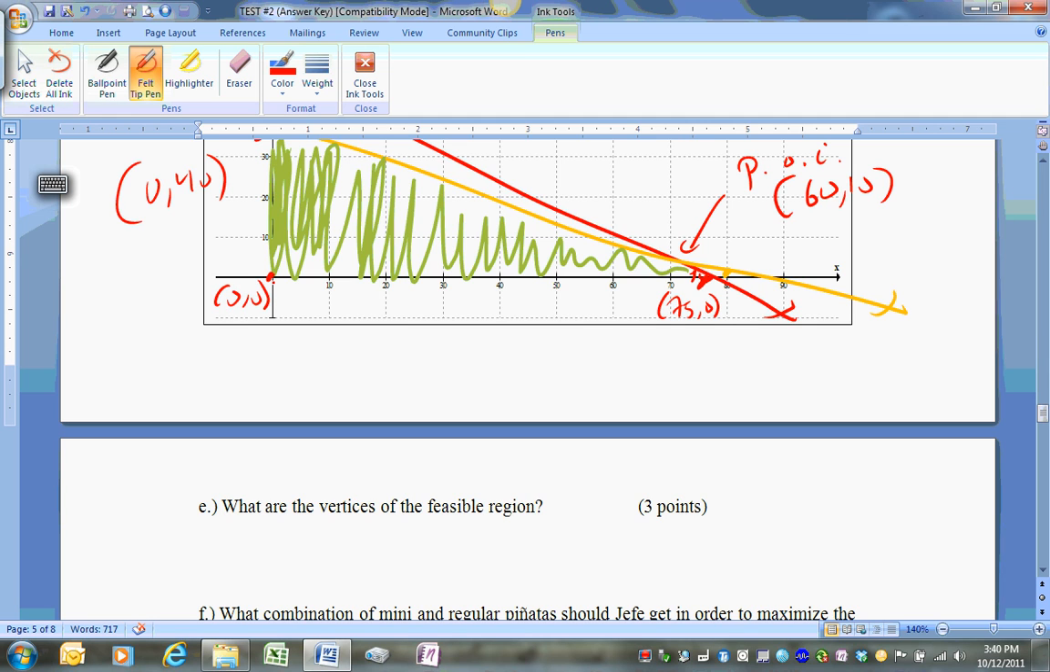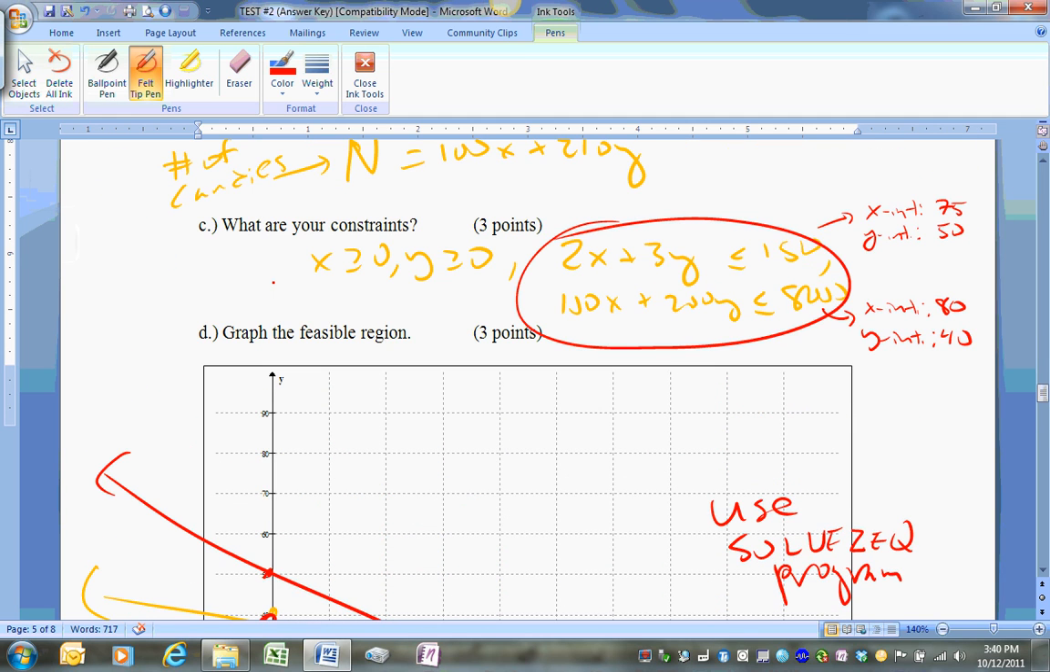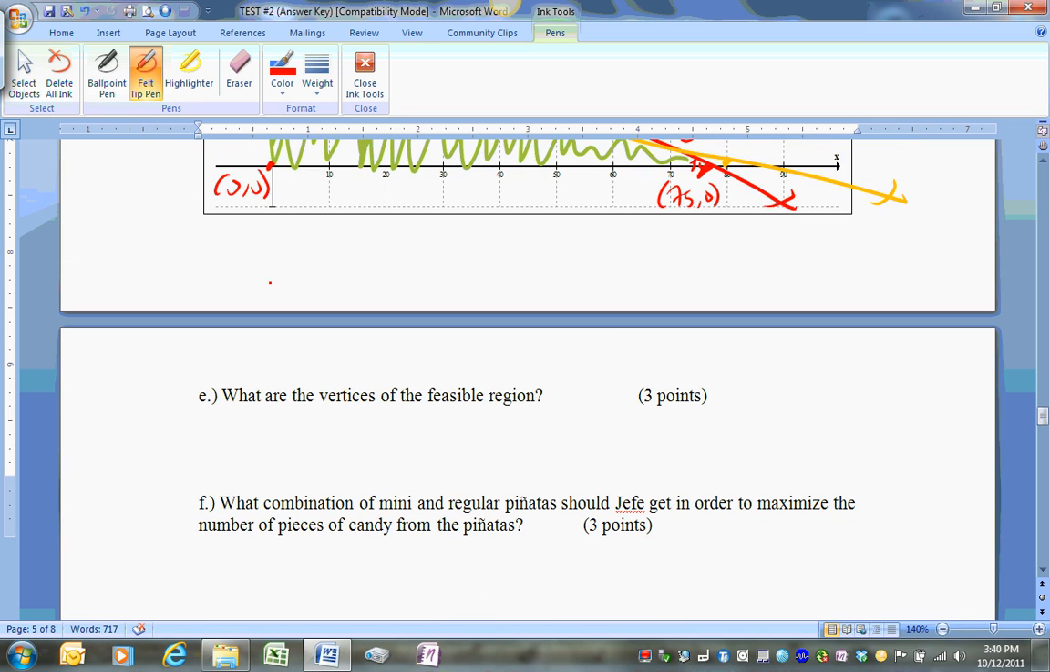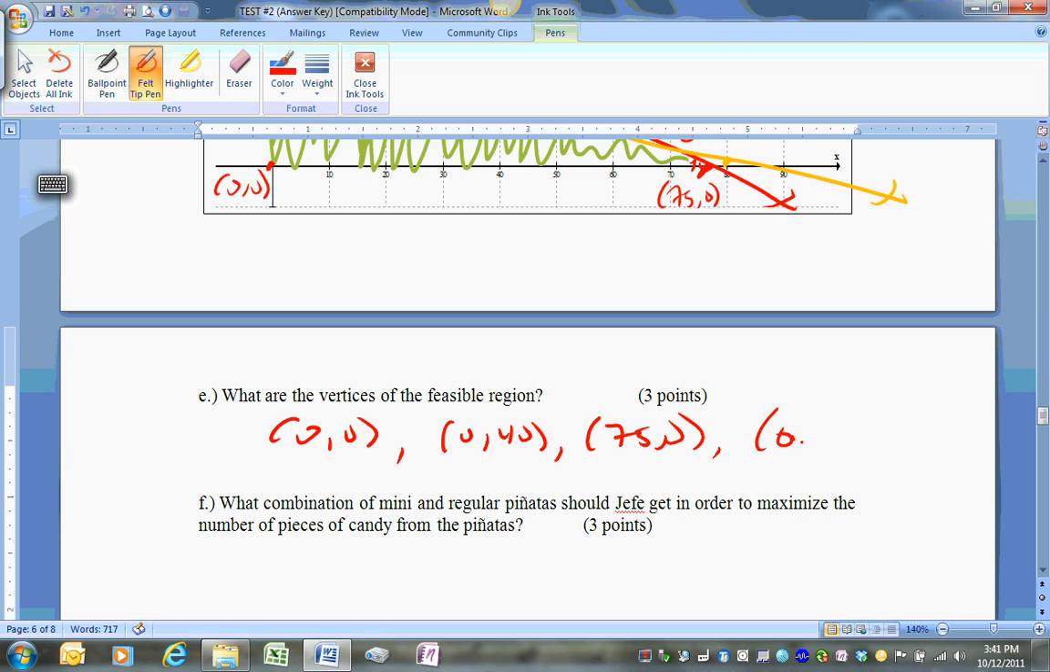Remember, we have to be in the first quadrant because x is greater than or equal to 0 and y is greater than or equal to 0. So here are your vertices. Just state them: 0, 0; 0, 40; 75, 0; 60, 10.